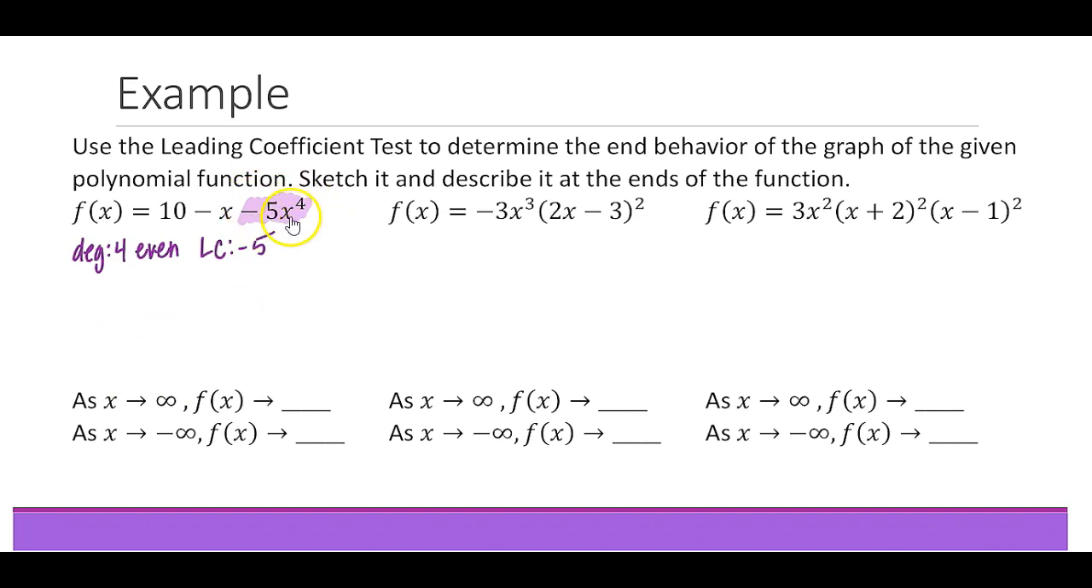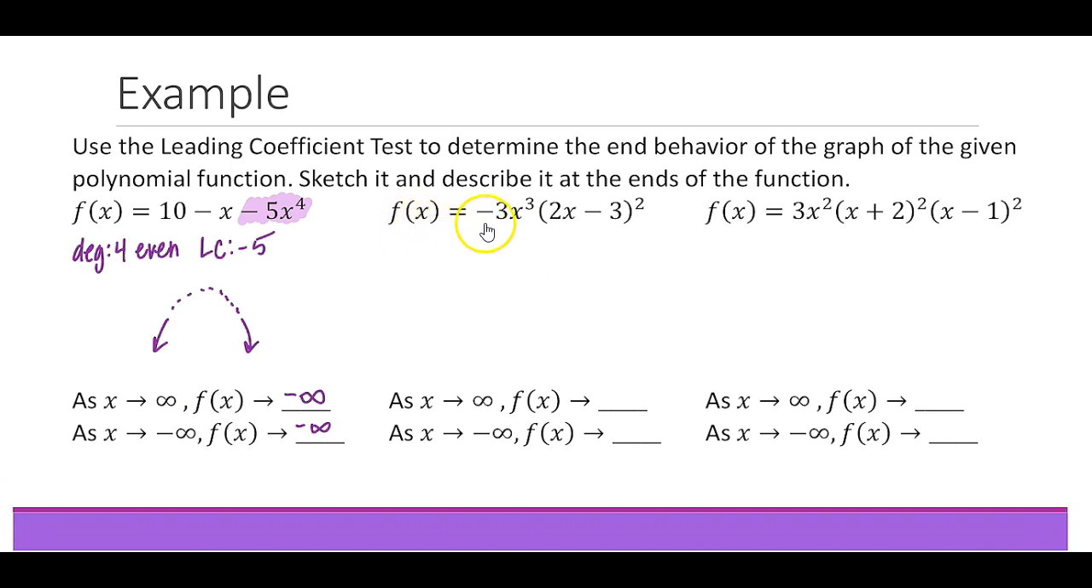So we can think about like negative x squared. Because it's even and I have a negative leading coefficient, both sides are going to point down. So this is a sketch of the end behavior. And again, we don't know what happens in the middle. And to describe what happens as x goes to positive infinity, as x goes to the right, my y values go down to negative infinity. And as x values go towards negative infinity, again, my y values go down to negative infinity.